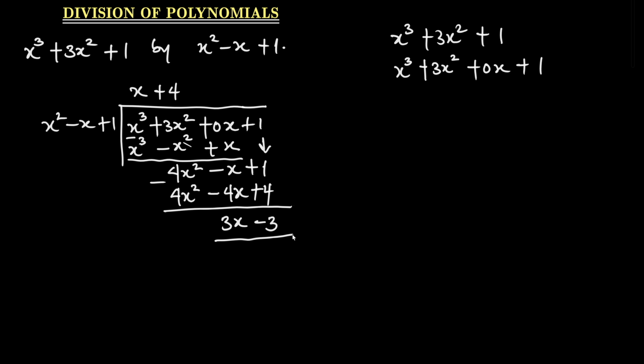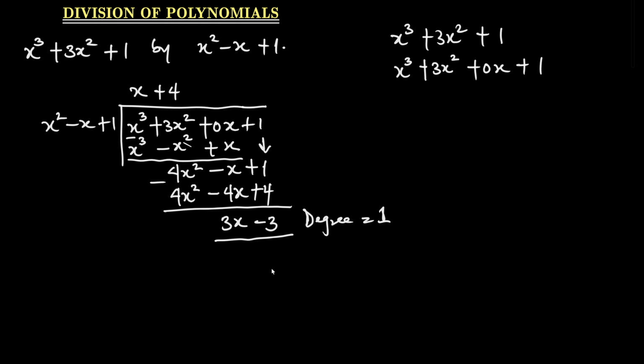So we cannot proceed with this division because the degree of the remainder is 1, and the degree that we have here is 2. So which means that here the degree is greater than that of the remainder. And so we have to stop.